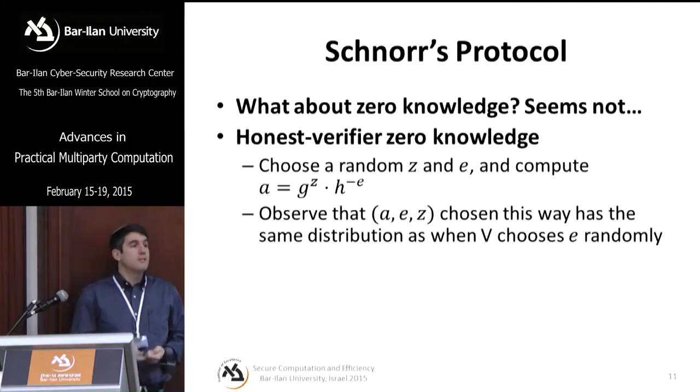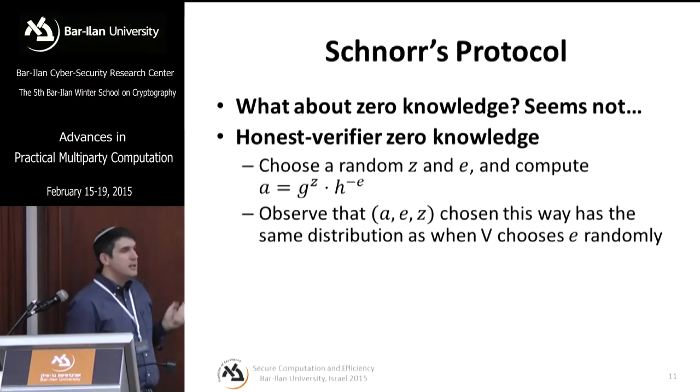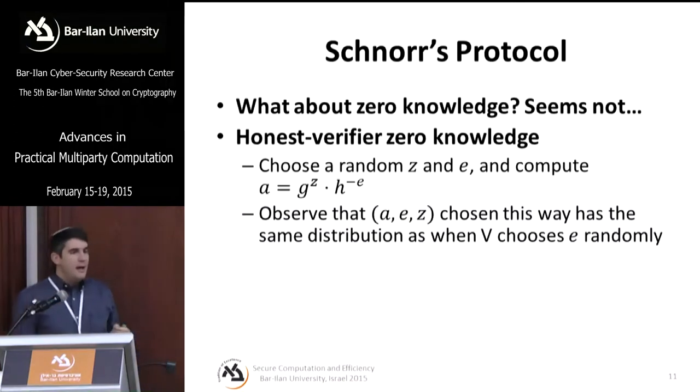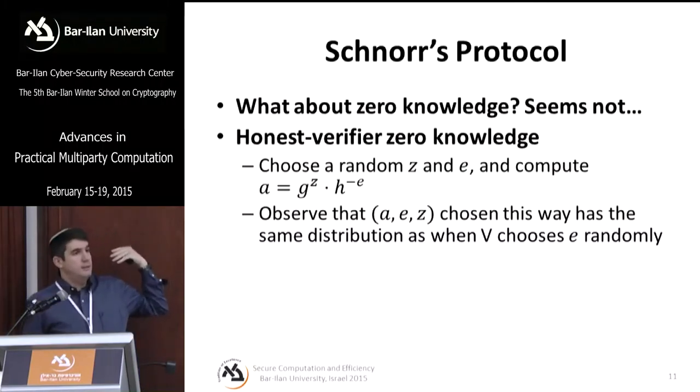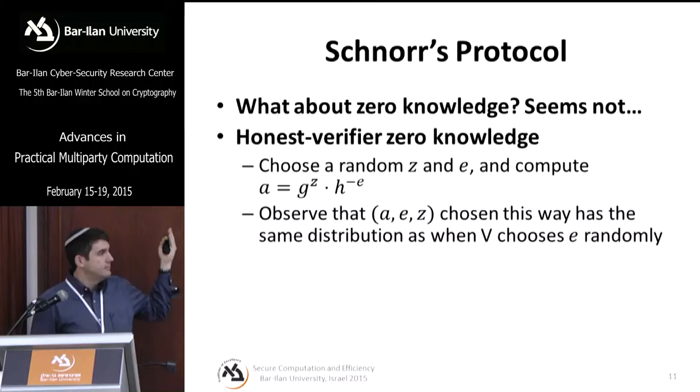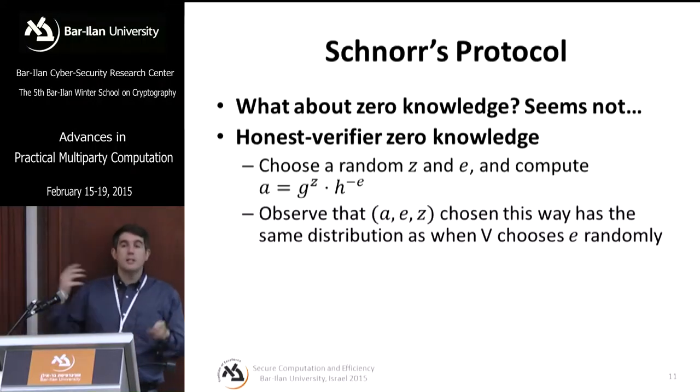In particular, the verification works because G to the Z equals A times H to the E. Just by looking here, if you transfer it to that side, you get G to the Z indeed equals A times H to the E. And also, by the algebraic properties of the group, A is actually a random group element. So by working in reverse order, you can actually completely simulate this proof.